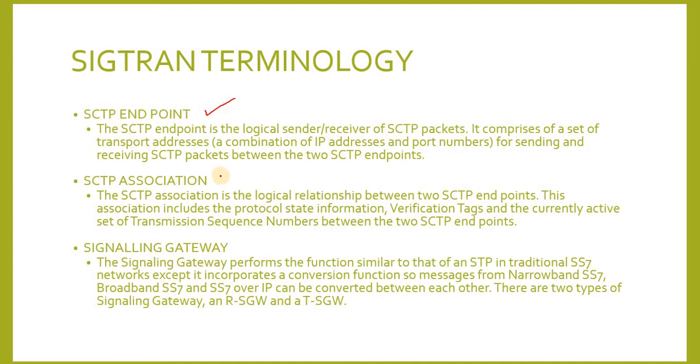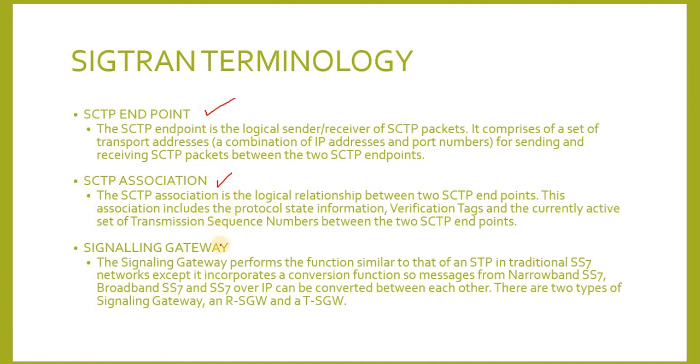SCTP association. The SCTP association is the logical relationship between two SCTP endpoints. This association includes the protocol state information, verification tags, and the currently active set of transmission sequence numbers between the two SCTP endpoints. It can be said that the SCTP association is like the logical grouping of signaling links in traditional SS7, called a link set. A link set provides management towards a specific connection-oriented link.